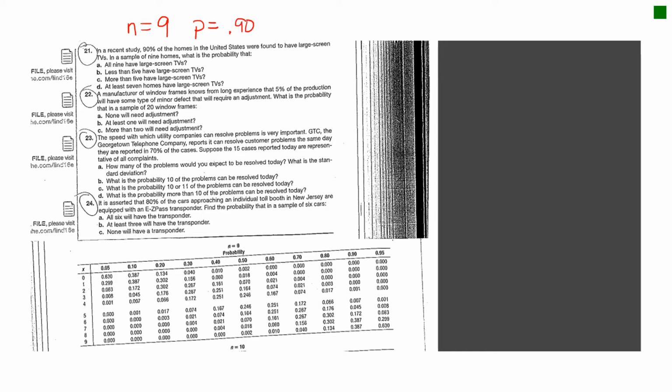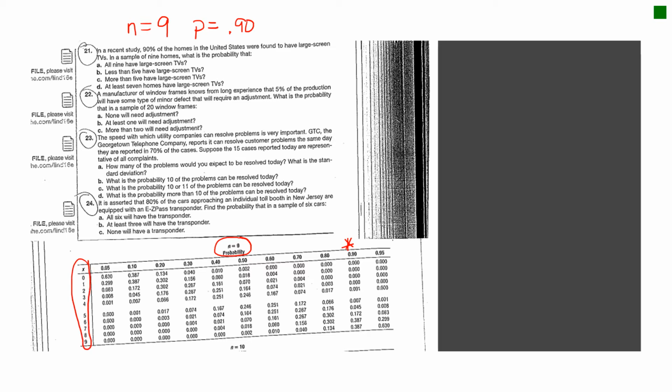Now, I went ahead and clipped out a picture of your appendix at the bottom here. So here's where you've got your n is equal to 9. And we're going to be focusing on this column right here, which is 0.90. Notice all of your x distributions are listed right over there.